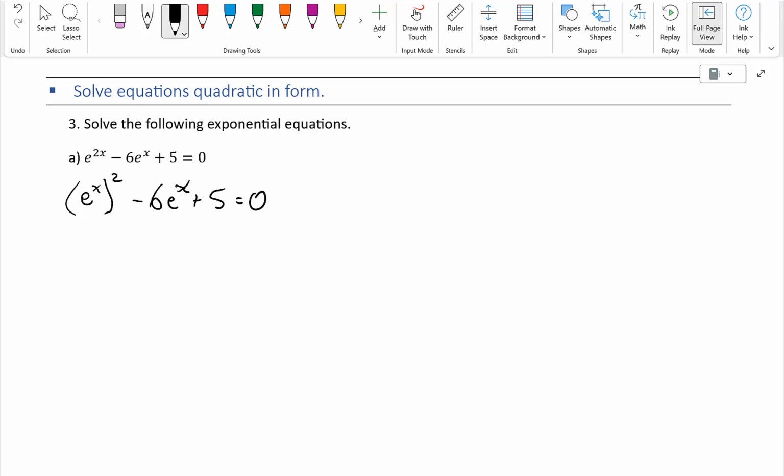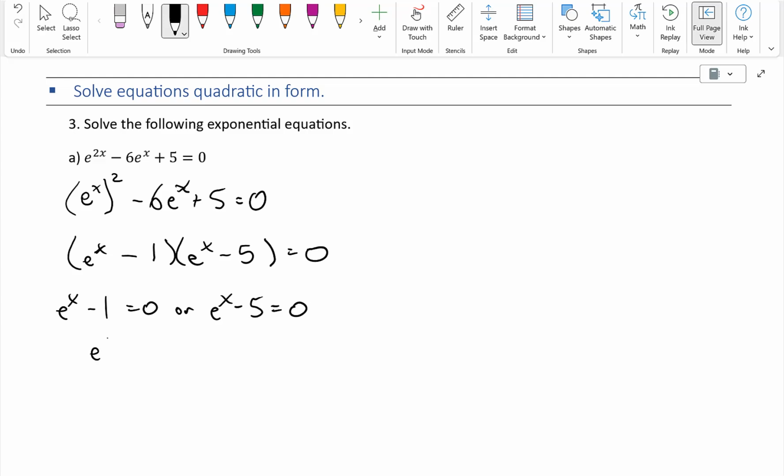If you want to, you can do the u equals e to the x, and u squared equals e to the x squared. Or just know that e to the x is standing in place for your x, and we can factor with an e to the x as our first term in both of our binomials. We need factors of 5 that give us negative 6, so both are going to have the same sign because of that plus 5. We want minus 1 and minus 5. Our zero product property then says e to the x minus 1 equals 0, or e to the x minus 5 equals 0, which would give us that e to the x equals 1, or e to the x equals 5.